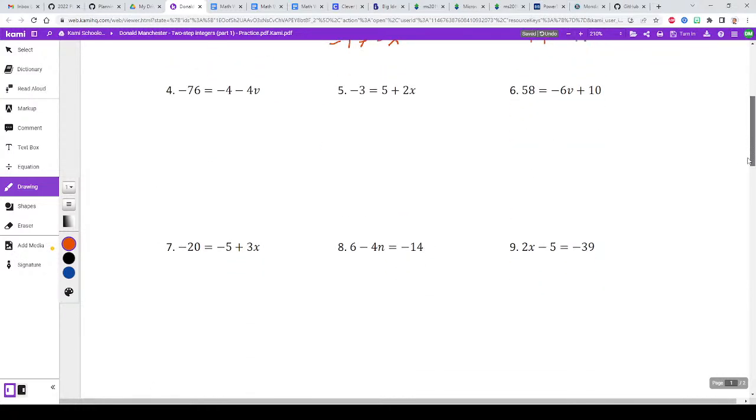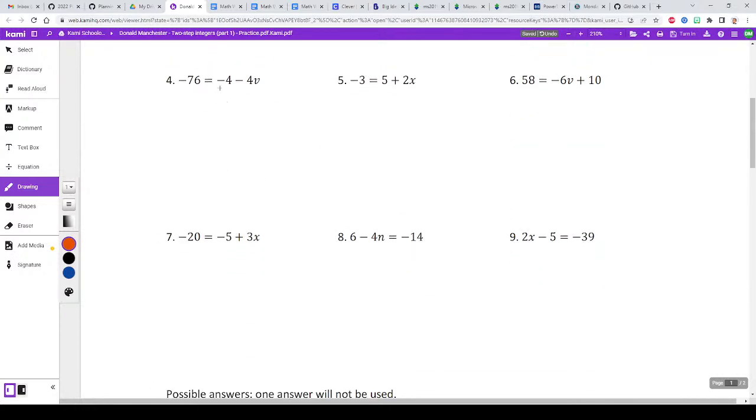Next row. Next row, our constant is a negative 4, so we'll add the opposite, which is positive 4. Negative 76 plus 4 is negative 72. That gives you negative 4v. We divide both sides by negative 4. Dividing a negative by a negative is a positive. 72 divided by 4 is 18, and that equals v.